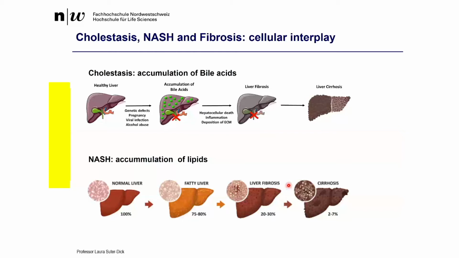And you can see in these very simple schemes that these processes, starting with the human liver, if you have accumulation of bile acids, that might lead to liver fibrosis and liver cirrhosis. Similarly, accumulation of fat might lead to liver fibrosis and cirrhosis.